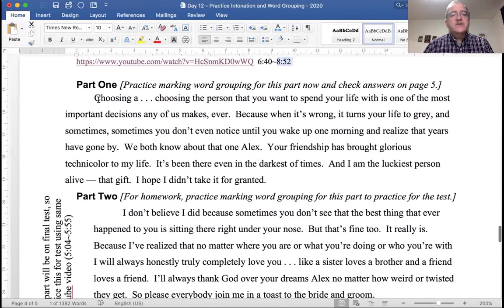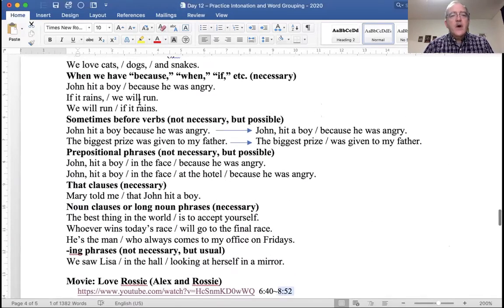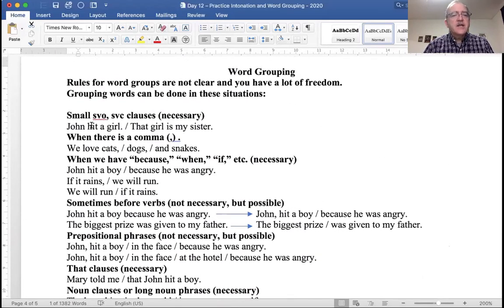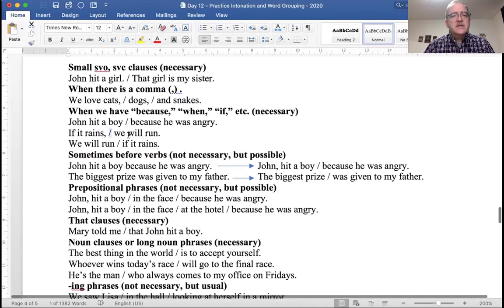And I want you to listen to her speak. Now, remember what word grouping is. John hit a girl. That girl is my sister, and we put a mark between, okay? You use your slash mark. We love dogs, cats, and snakes. Okay, you put your slash mark. Every place you hear the person pause. John hit a boy because he was angry. Okay, you put the pause here. If it rains, we will run. You put the pause here. Everywhere you hear the pause, you put it.